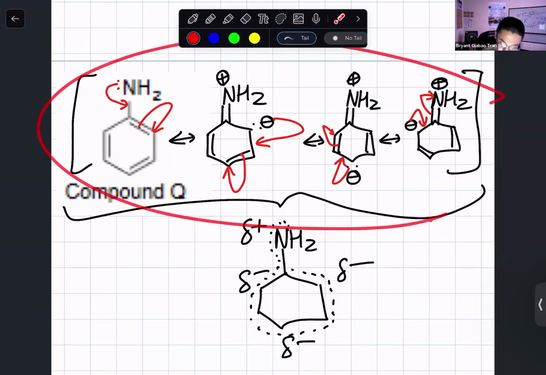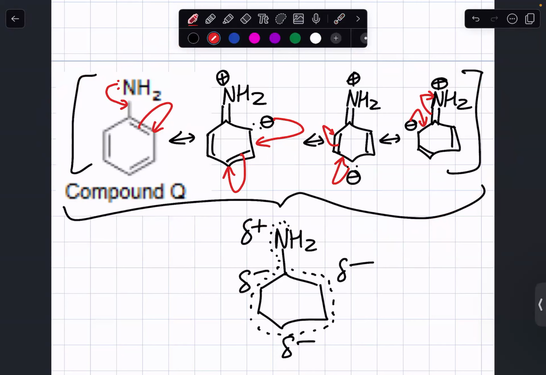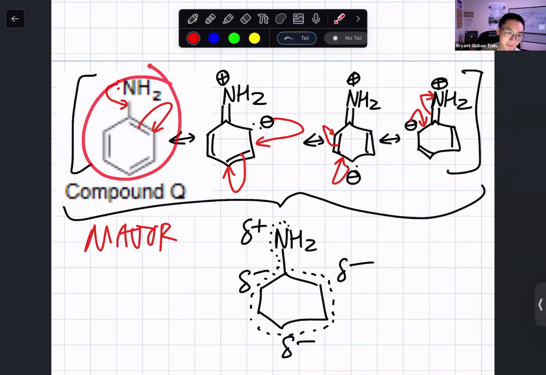Which one would be major? That's another type of problem that you might see. Which resonance structure is major and why? The original one because it doesn't have any charges. Yep. The original one because it has no formal charges. We want the minimal amount of formal charges. 0 is ideal, which is this first one here, right?